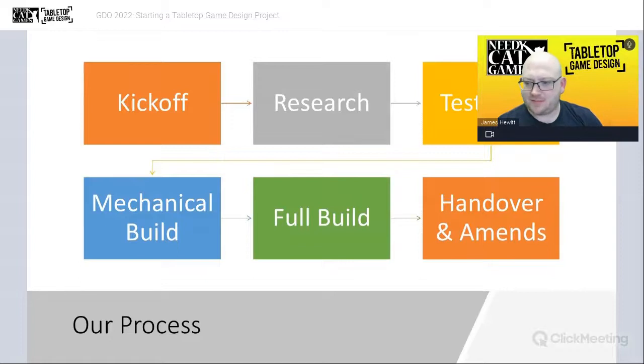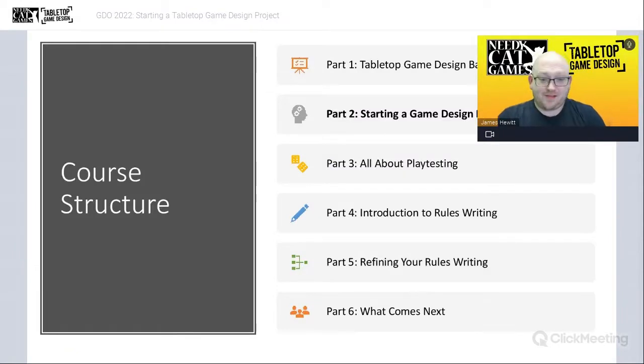But we're also talking a little bit about some general things about ideas, and I'll tell you that in a moment. This is the second part of the 6-week course. So this is about starting a game design project. So last time we talked about some of the basics of just getting your head in the right frame of mind to design a game. Today we're talking about how to actually start getting those ideas onto the table. By the end of the session, you'll have all that you need to start designing and playing a game. It really is that easy.